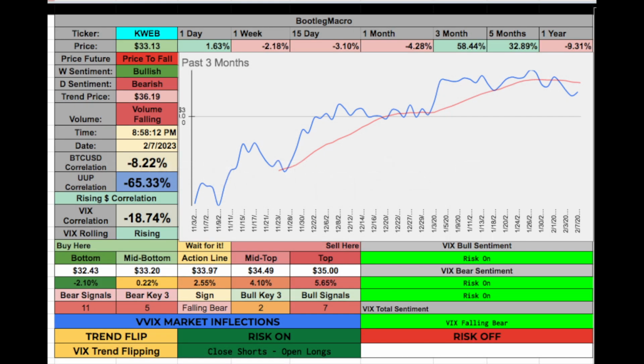Looking here at KWEB's trade card, what we can see is that in the past 3 months, this thing has already moved 58% off of its lows, which is an incredible feat. And then when you add in the fact that recently it's moved almost down 4.5%, you start to see that there's a big opportunity to continue to ride the trend and buy the dip in Chinese consumer stocks.